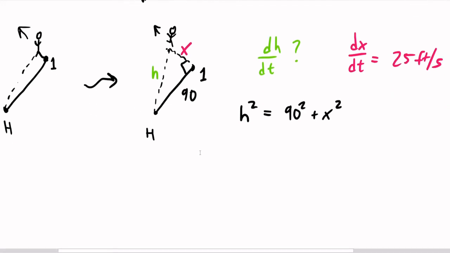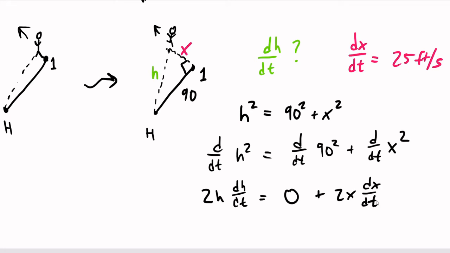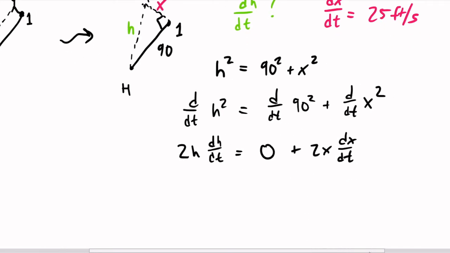Okay, so we've got a formula that relates our variables. We've written down what the derivatives are that we need, so we can do this. Do the derivative with respect to t on both sides. d/dt of 90 squared plus d/dt of x squared. Okay, again, 2h dh/dt. This is 0. 2x dx/dt. And hopefully you're seeing the pattern here, right? These are all very similar.